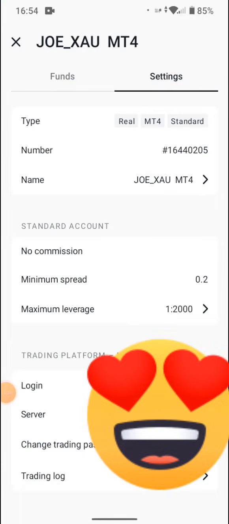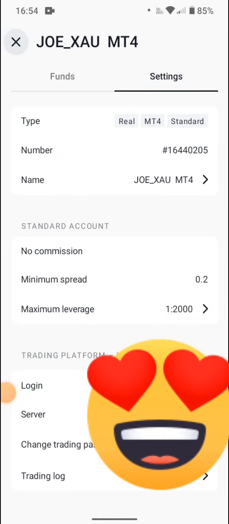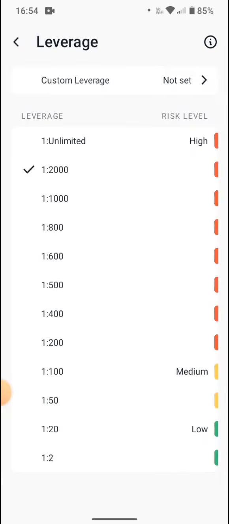So when you open your Xnet, you just go to this setting. Then you can see here what leverage. You can see this is the leverage which I'm using. You can use up to 1 is to unlimited.